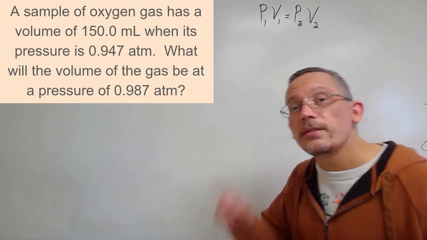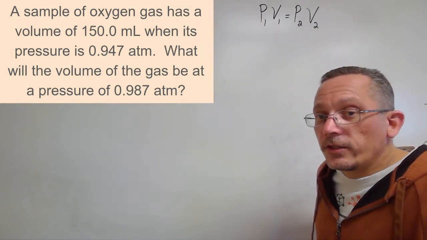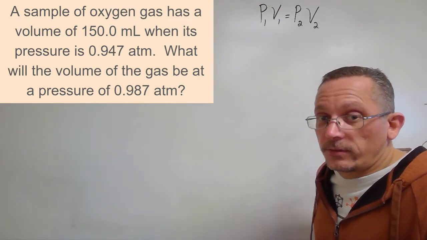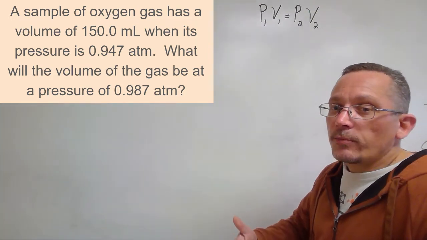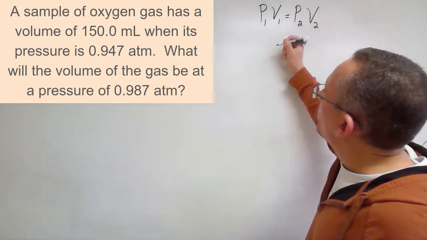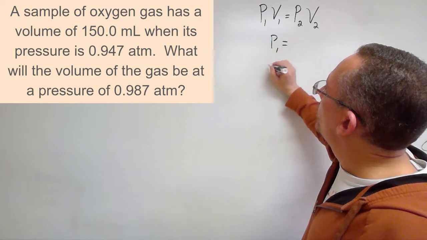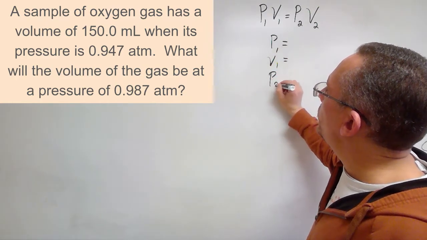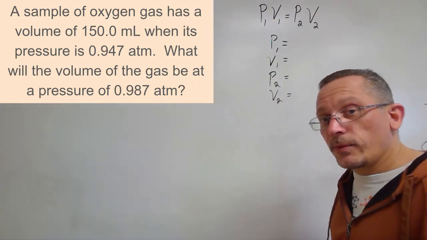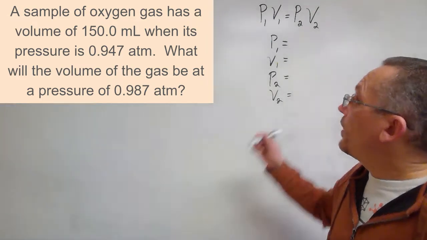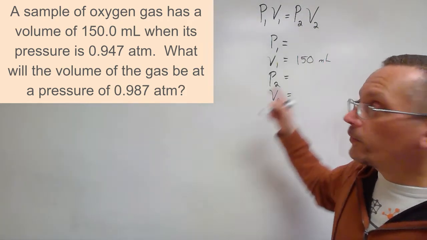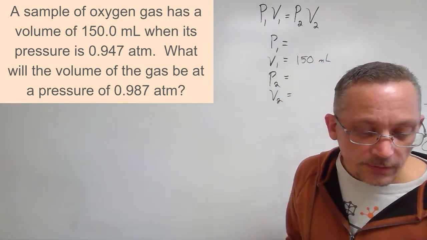Okay, here's another example. It says a sample of oxygen gas has a volume of 150 milliliters when its pressure is 0.947 atmospheres. What will the volume of the gas be at a pressure of 0.987 atmospheres? So we need to identify pressure 1, volume 1, pressure 2, and volume 2. The first number it gives me is a volume, 150 milliliters, and that is before the gas changed. Notice in the last one we had liters, and this one we have milliliters. It's okay, we can use either unit.